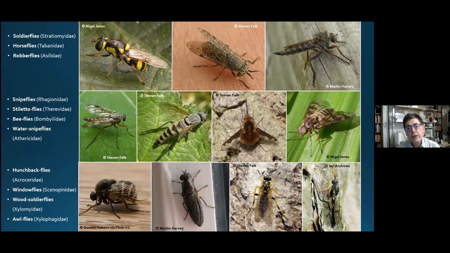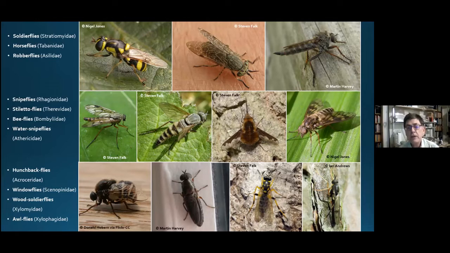And one of the, I suppose, slight difficulties about soldier flies and allies as a group is that I can't really give you any good pointers as to how to recognize that you're looking at a fly in this group. There's very little common ground between these 11 families, and just looking at them on the screen there, I think you can see that they come in all sorts of different shapes and sizes.